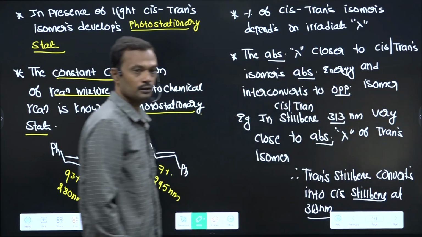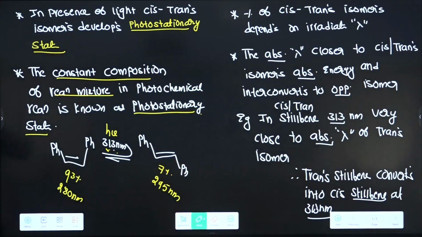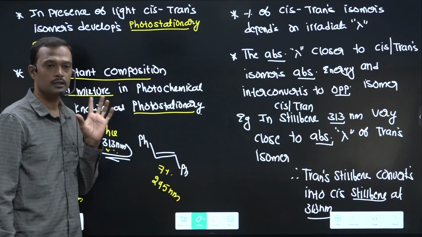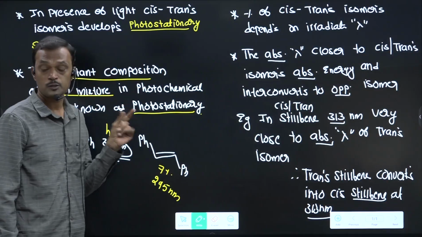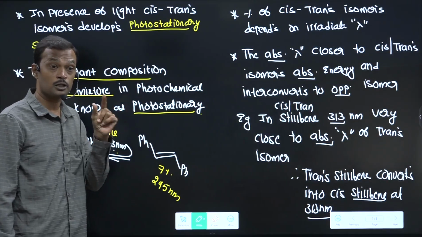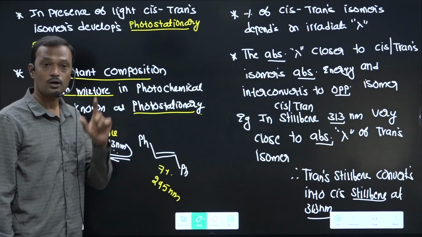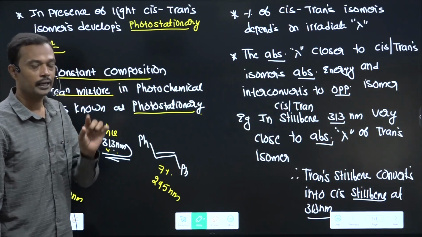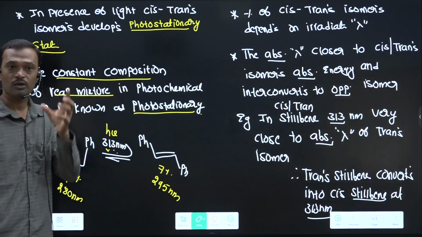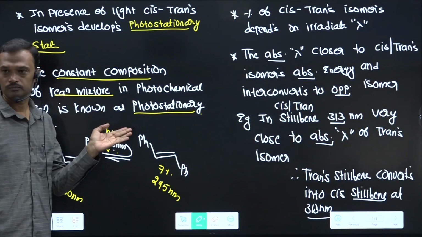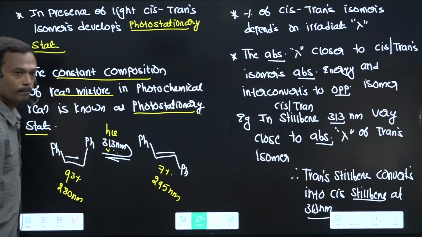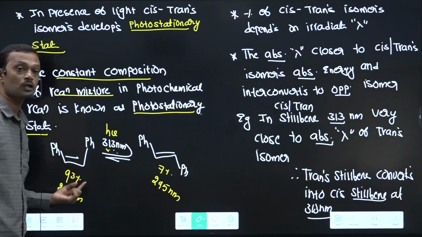I am giving this clearly: they ask the question in the form of statements. Can you convert cis-trans isomers photochemically? Possible or not? Yes, it is possible. Does cis-trans interconversion depend on wavelength? Yes. At all wavelengths can you convert cis-trans isomers? No. Only with a specific wavelength will either the cis or trans isomer absorb that energy and be interconverted. So the percentage of cis-trans depends on which one? The irradiated wavelength. So that is called constant composition.